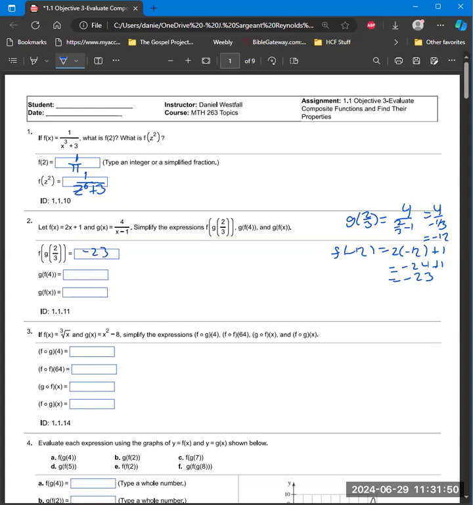G of f of 4. So f of 4 is 9. So g of 9 is 4 over 8 is 1/2. And g of f of x. So 4 over, and then in place of this x goes 2x plus 1, minus 1, is going to be 4 over 2x, which is going to be 2 over x when we simplify.